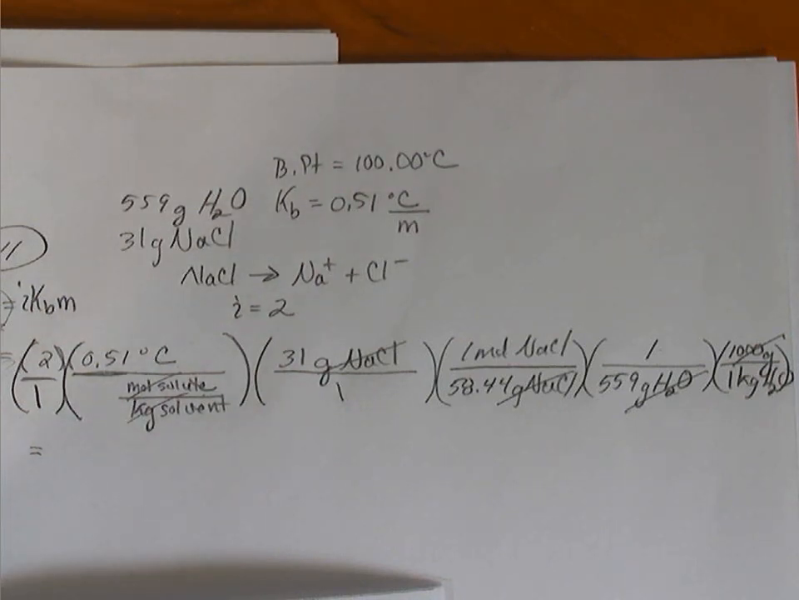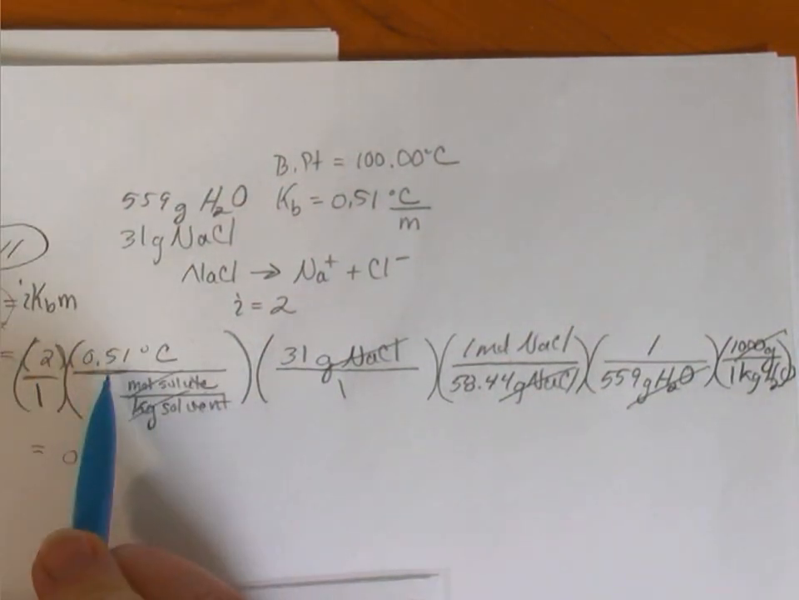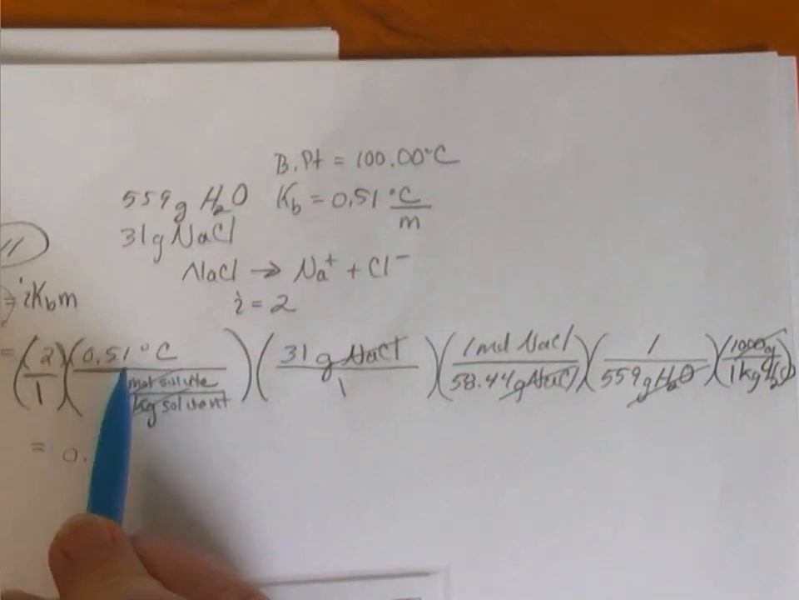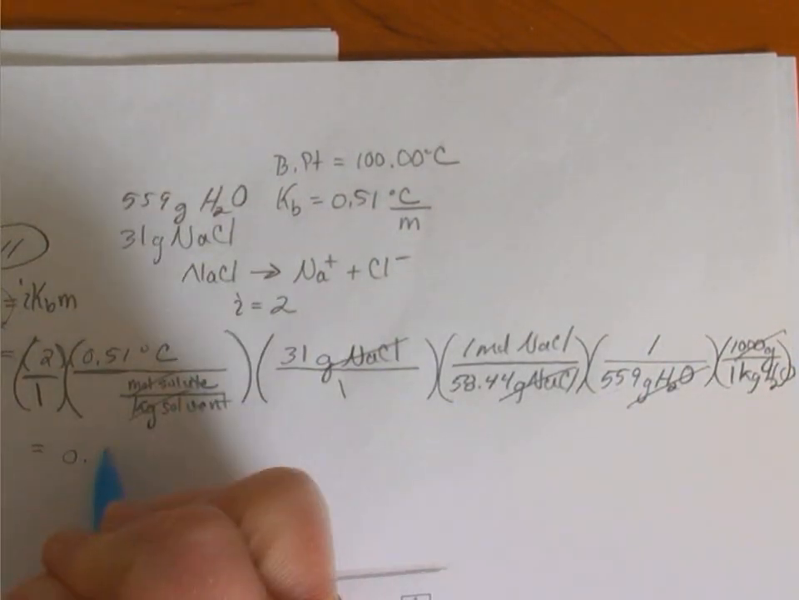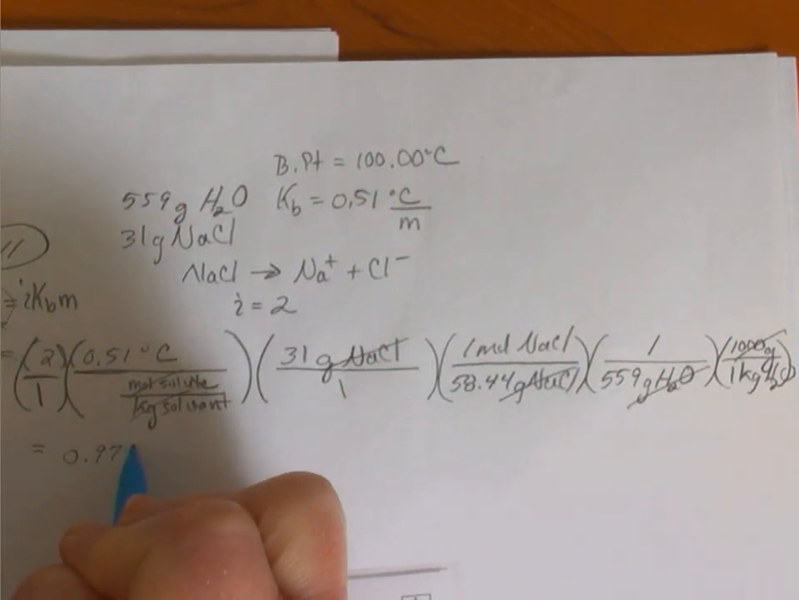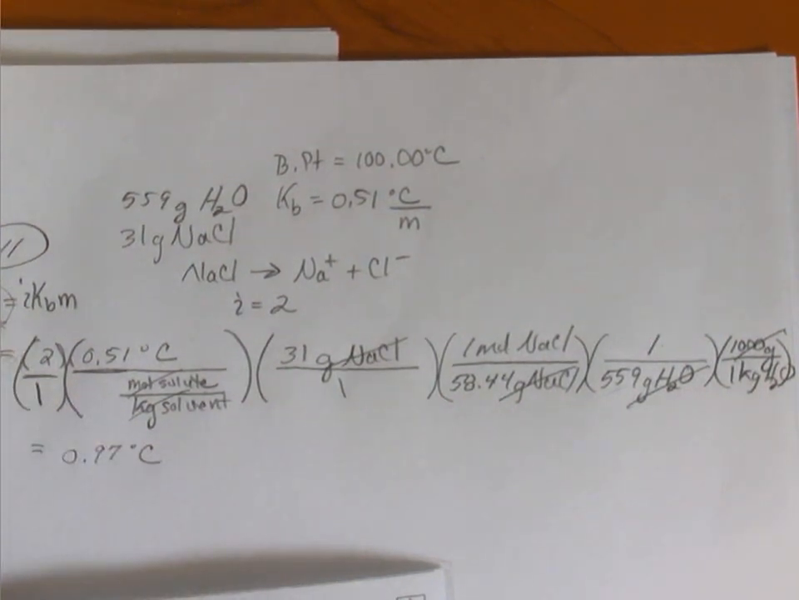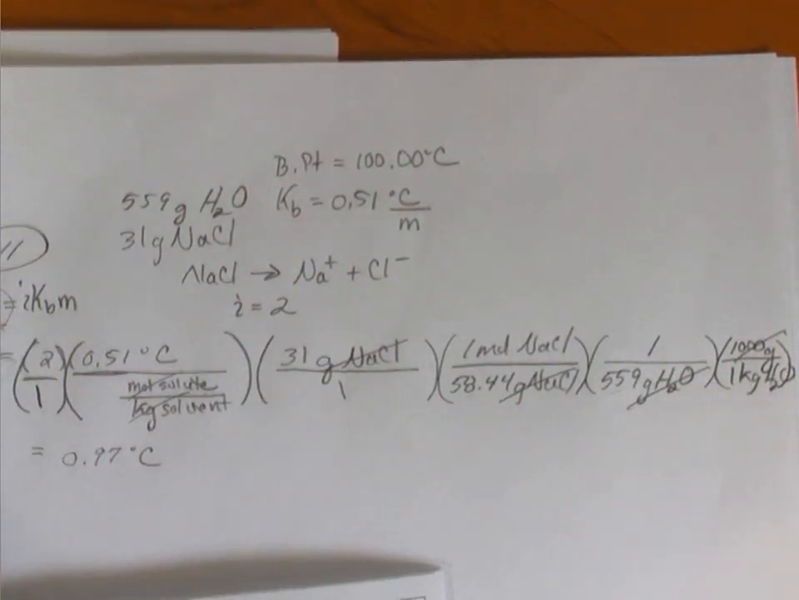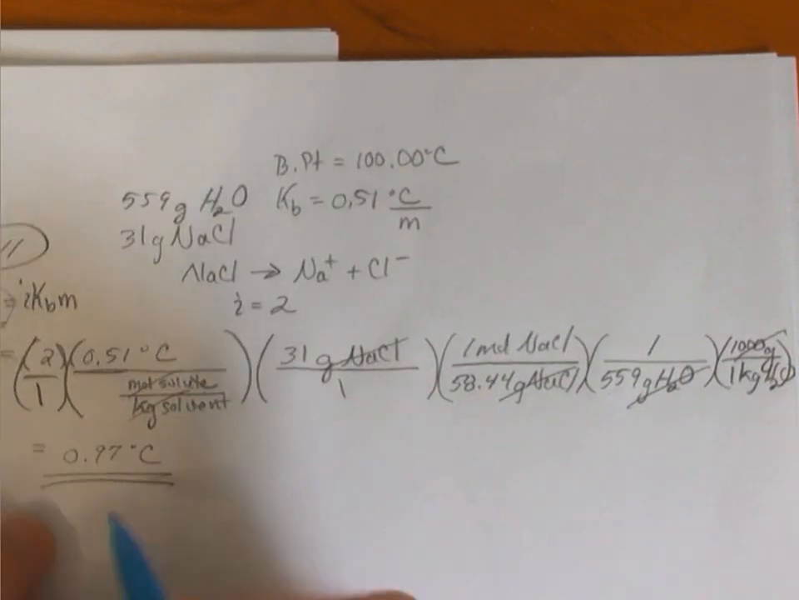All right, so we get, and this comes from experimentation, so it could limit us to 2 sig figs, but we have 2 here and 3 there, so we're limited to 2. And I get 0.97 degrees Celsius. Let me just double check my work. Yep, 0.97. Okay. Now this is my change.